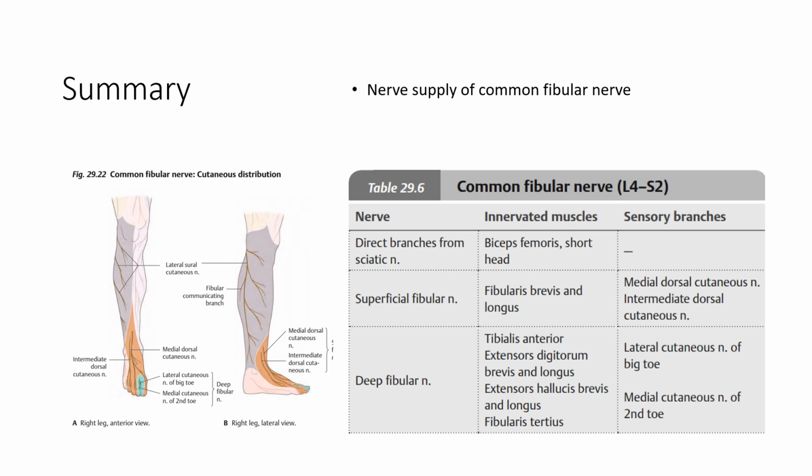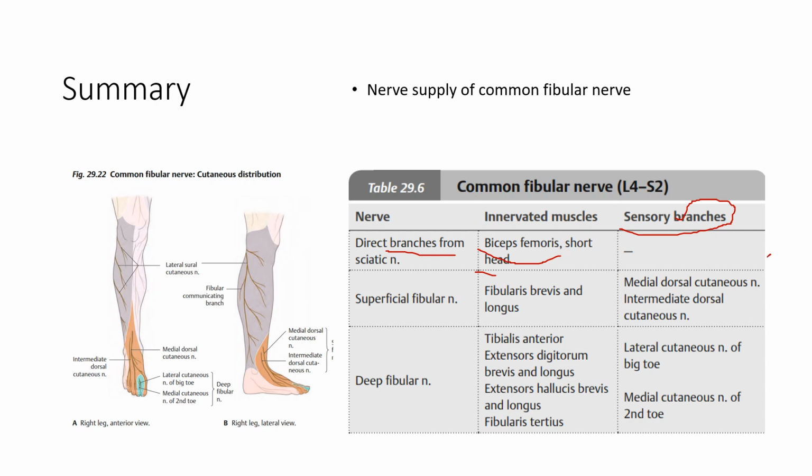Now, the sciatic nerve's direct branches supply the biceps femoris and the short head of biceps femoris, and there are no sensory branches of the sciatic nerve. Now coming to the superficial fibular nerve, it supplies the fibularis brevis, or peroneus brevis, and the peroneus longus. The sensory supply is to the medial dorsal cutaneous nerve and the intermediate dorsal cutaneous nerve.